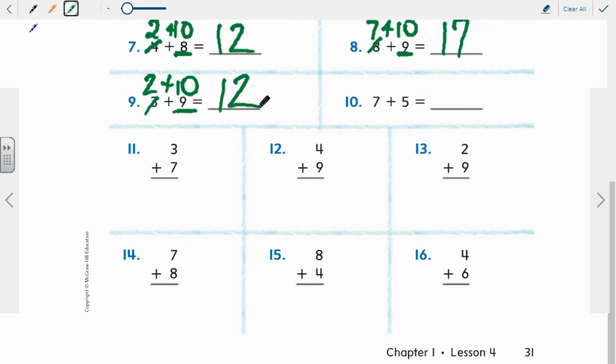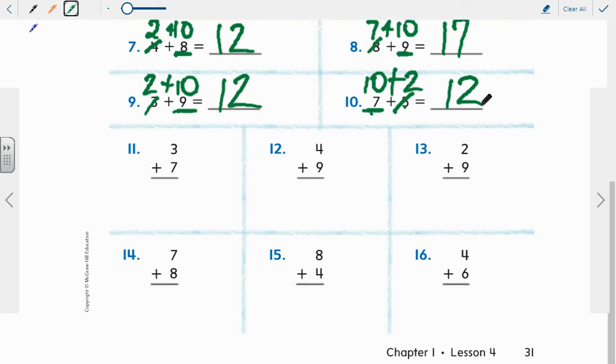For number 10, I've got 7 and I've got 5. 7 is the larger add-in. I need 3 to get up to 10. So when I want this to be a 10, I've got to take 3 away from my 5. When I do that, I am left with a 2. So now I can add these together. 7 plus 5 equals 12.